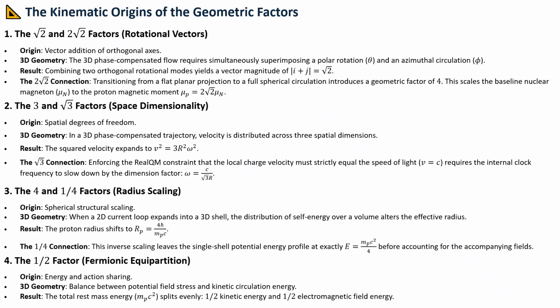That also comes from the Planck-Einstein and mass-energy equivalence relationships. The 1 over 2 factor, you see, that's really that fermionic partition, fermionic because they can't overlap, but it's energy and action sharing, I would say, between the 2 oscillatory modes. Also the balance between potential field stress or field energy and the kinetic energy of the circulating charge. So that's where you have that total rest mass being split evenly, and you have that 1 over 2 factor.